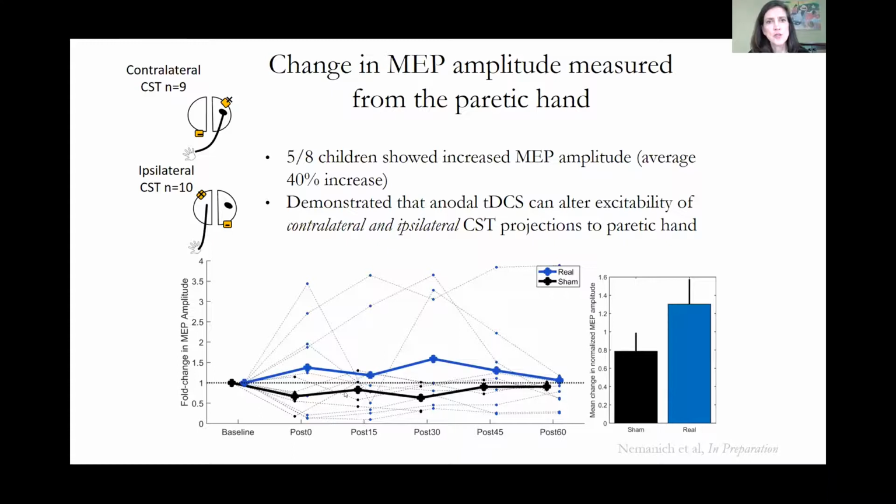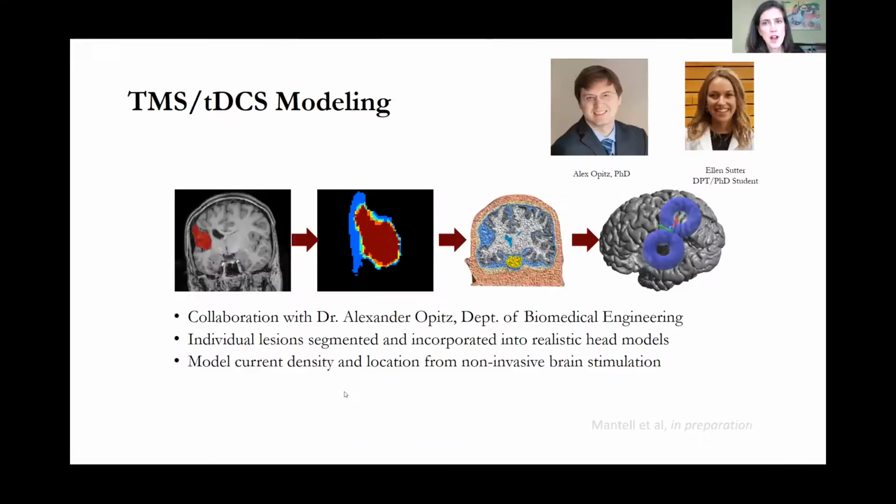So to give just a couple of highlights, 5 of the 8 children showed an increase in MEP amplitude, an average of 40% increase. And also we demonstrated that anodal tDCS can alter the excitability of the contralateral and ipsilateral CST projections to the paretic hand. So we're looking specifically at one session, at the influence of that one session of tDCS, and then also the signal thereafter.